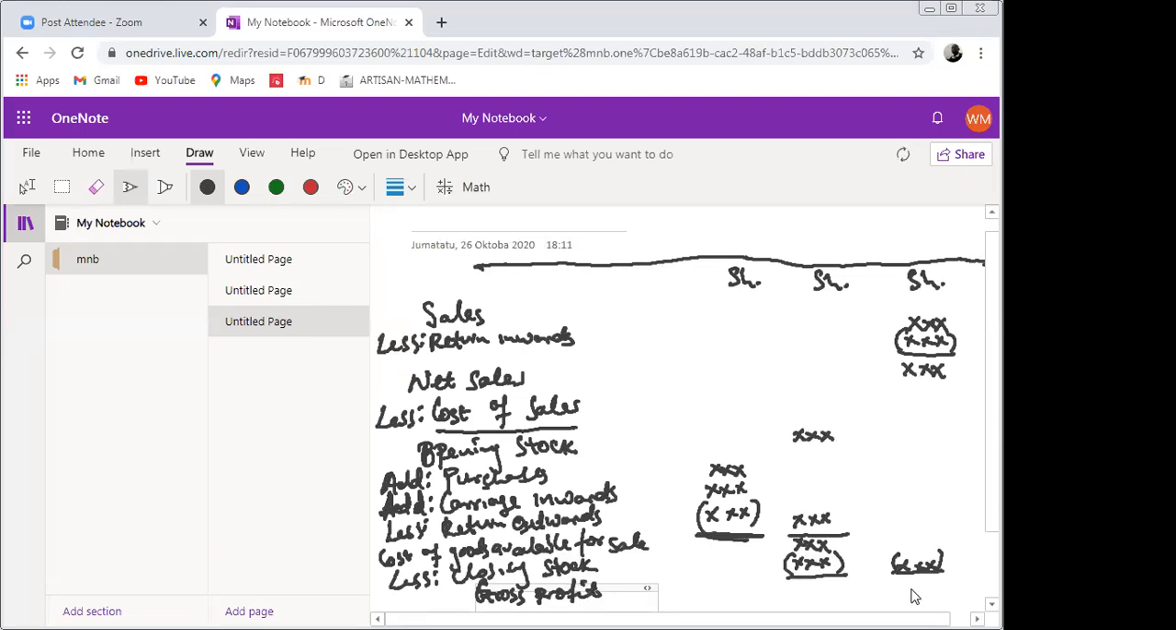Allow me to go through it again. So the gross profit will be here. It is the net sales minus the cost of sales. It gives you the gross profit.